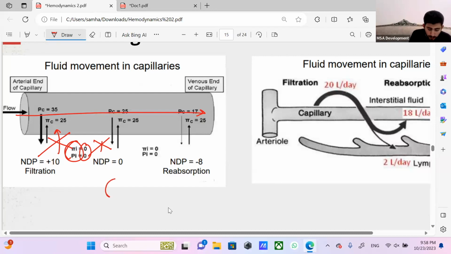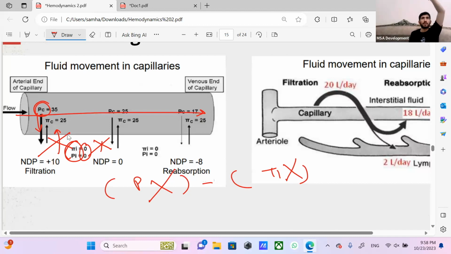So you see the formula of this, which was the pushing force minus the pulling force. Anything in the interstitium is 0 in it, okay? So the pushing force in the interstitium is 0, the pulling force in the interstitium is 0, okay? Now what is left? What is left is the pushing force of the capillary and the pulling force also of the capillary. And so one of them is pushing out, one of them is pulling in, okay, from the capillary.